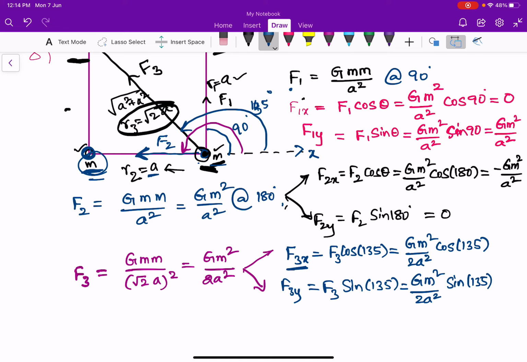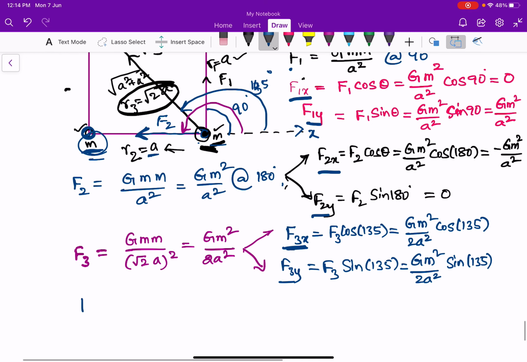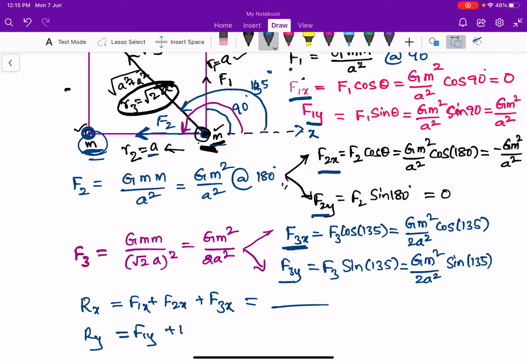So from this, you know F1x, F1y, F2x, F2y, F3x and F3y. So the resultant force Rx equal to F1x plus F2x plus F3x. You will get some answer. And similarly, Ry is nothing but F1y plus F2y plus F3y. You will get another answer, the x component and the y component.